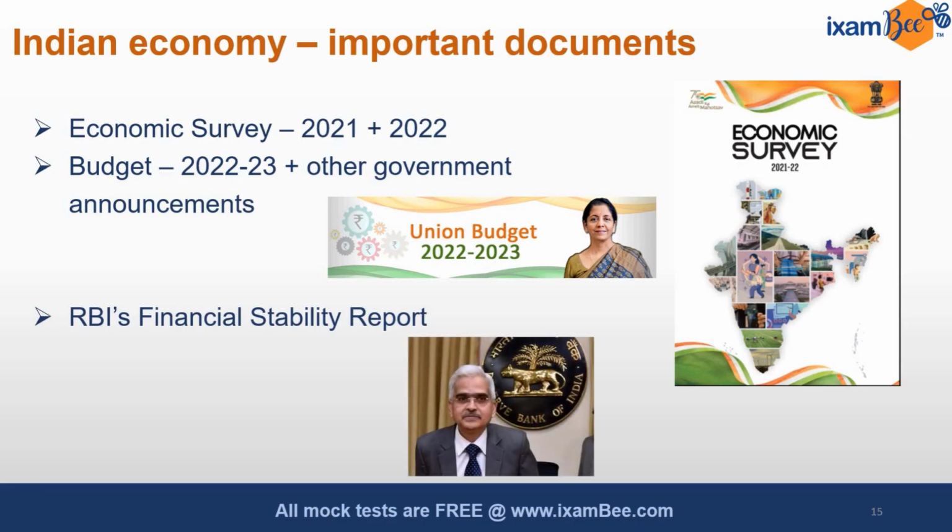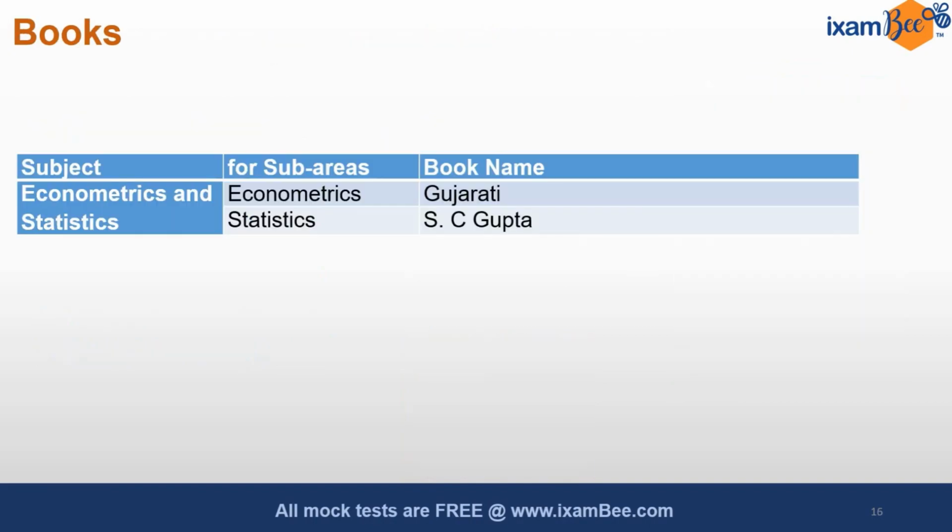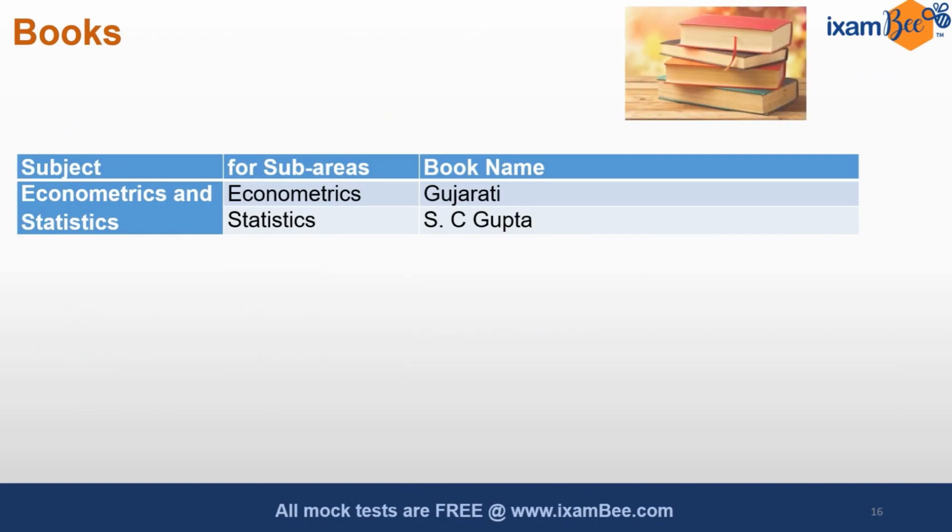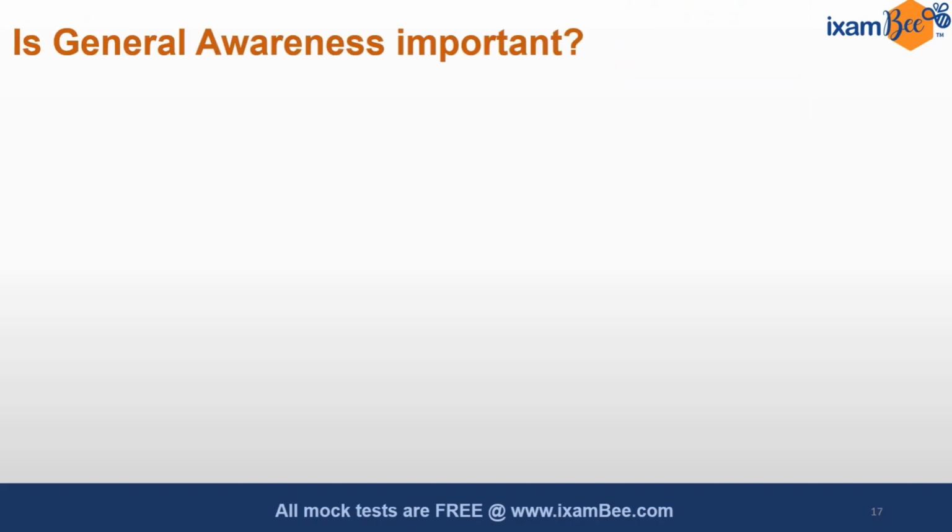RBI's financial stability report and the monetary policy are other important documents that you should refer to when you are preparing for the macroeconomic Indian economy aspect of the exam. For statistics and econometrics, basic understanding and referring to the econometrics book by Gujarati and statistics by S.C. Gupta is sufficient.